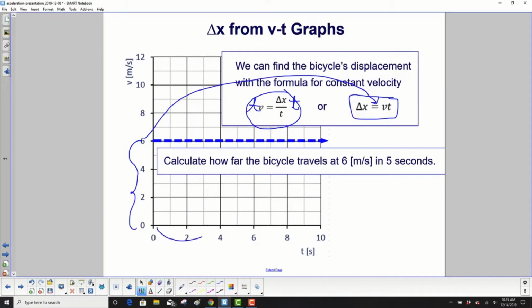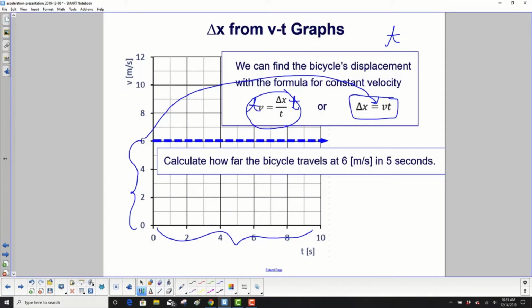And look at our time. This is a change in time. That's going to be t here. A change in time we typically just write as t because we normally start time at 0. What are we doing there? We're actually finding the area of the rectangle under the line.